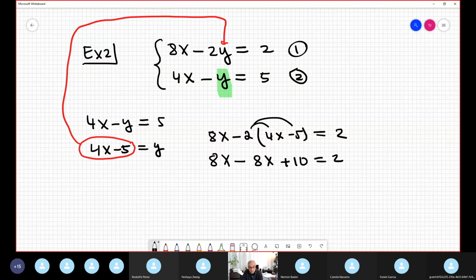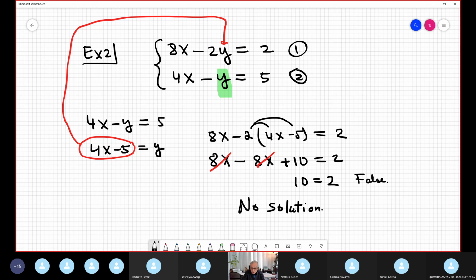Wow, something weird happened here. The x is cancelled. I cannot solve it. And you get a contradiction, 10 equal to 2. When you get this condition, it's because we have no solution. Okay, you try to do your best, and you cannot solve for x because the x disappears in the equation. And you get a statement that is completely false. And the interpretation is no solution.